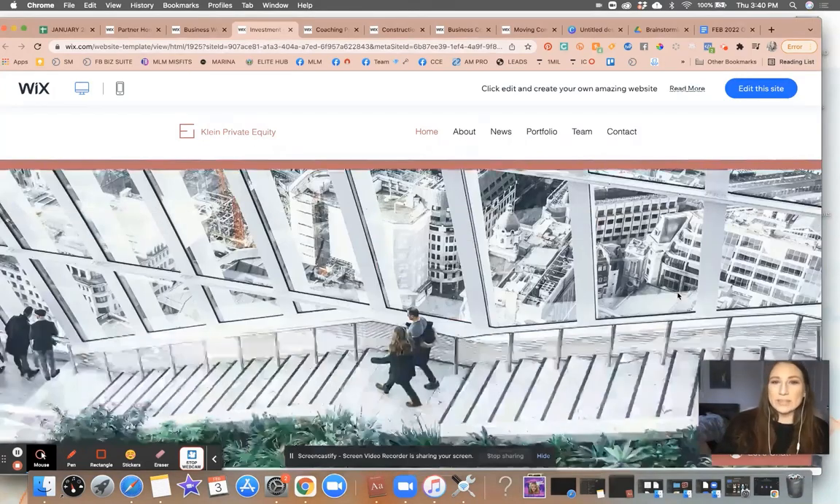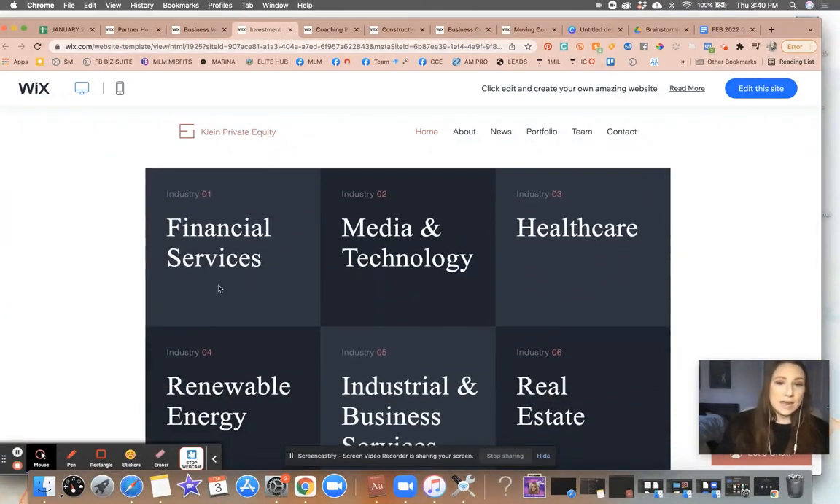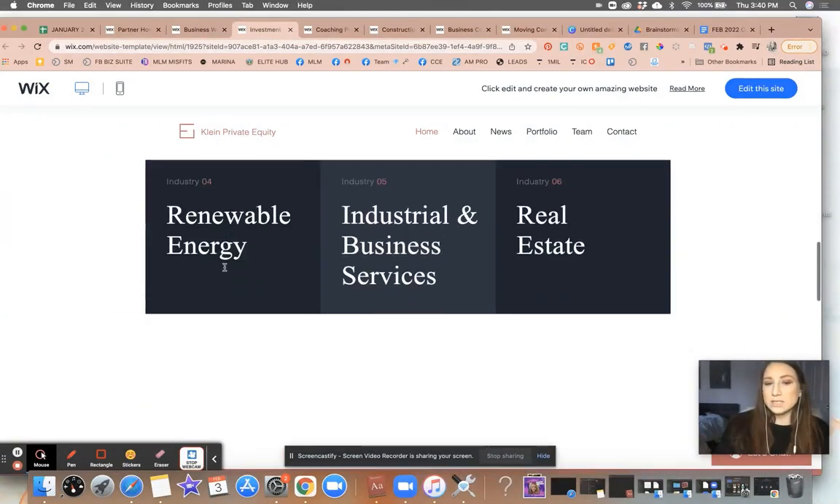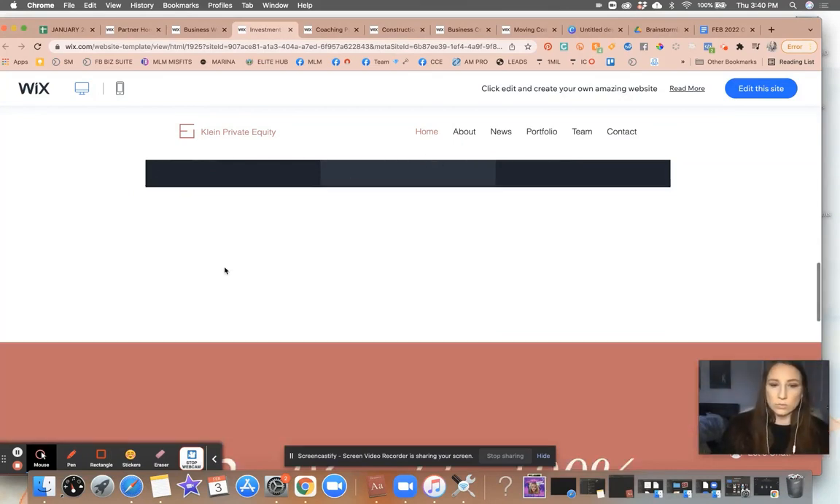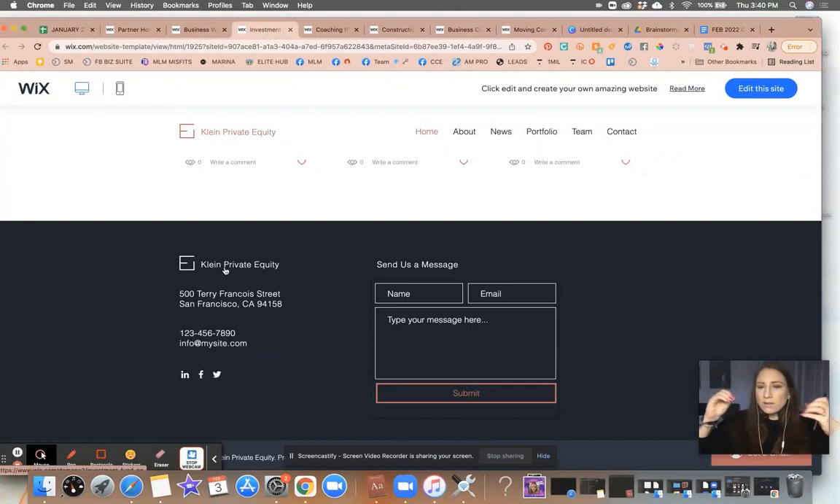So for example, as you can see, this is a Wix template. It's very clean. It has some of the key pillars of their business, which is great, but there's no real wow factor. It's not grabbing me. There's no, okay, why am I entering my information? What's going to get me to opt in?